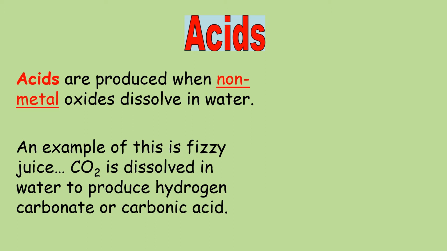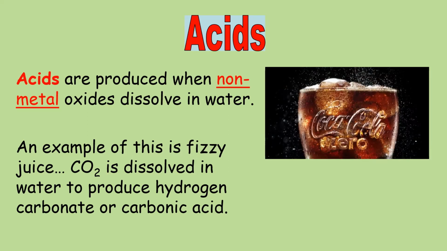Now what we mean by non-metal oxide is simply any non-metal from the periodic table which is then bonded to oxygen. So a really common example would be in your fizzy drinks. So in a glass of Coke, for example, you've got carbon dioxide, which is CO2. Now that's dissolved in water, and when that's dissolved in water, it produces what you would think is carbonated water or fizzy juice. Well, it's actually carbonic acid or hydrogen carbonate that it's forming.